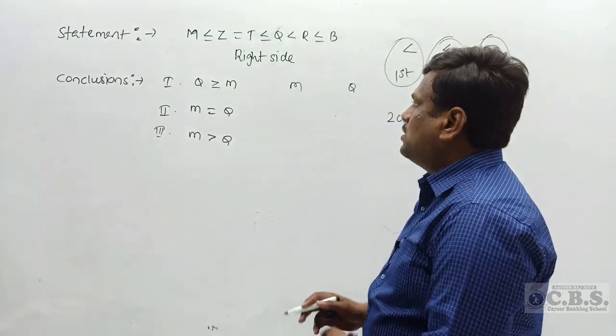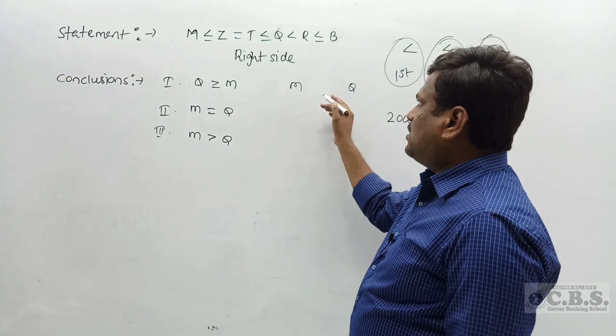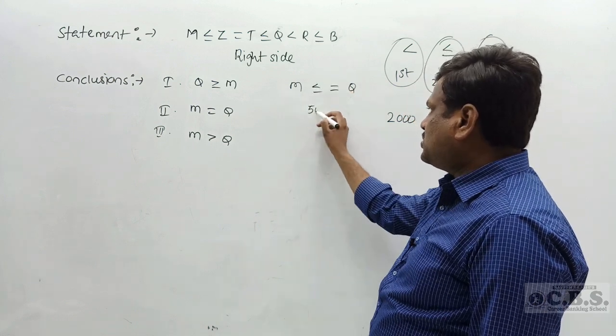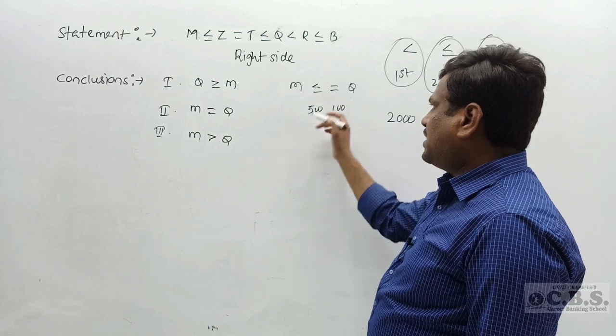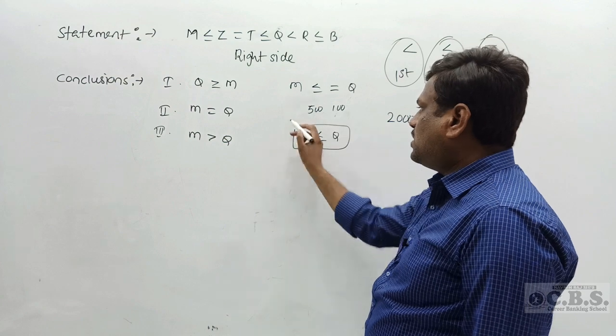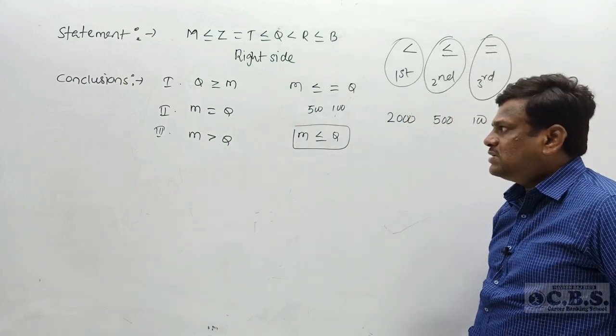M and Q. Okay, so you take M and Q, and the symbols between M and Q are less than or equal to and equal. Nothing but what? A 500 rupees note and a 100 rupees note. Second rank and third rank. So which note do you prefer? The 500 rupees note. Nothing but M less than or equal to Q.